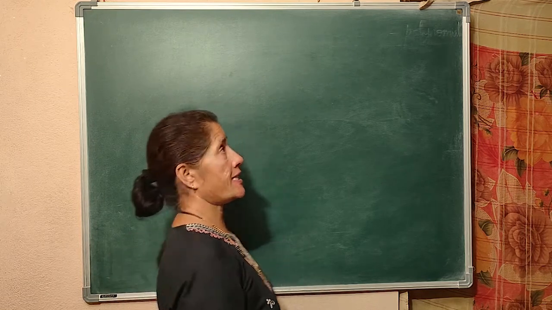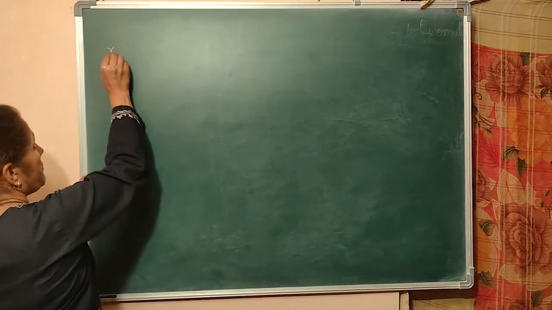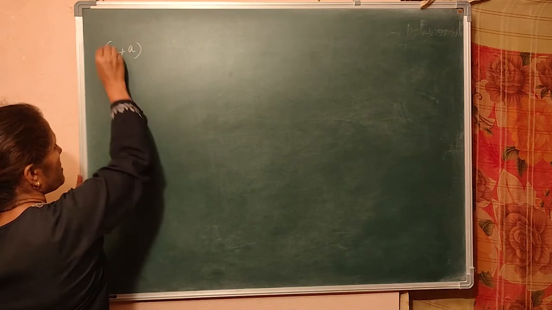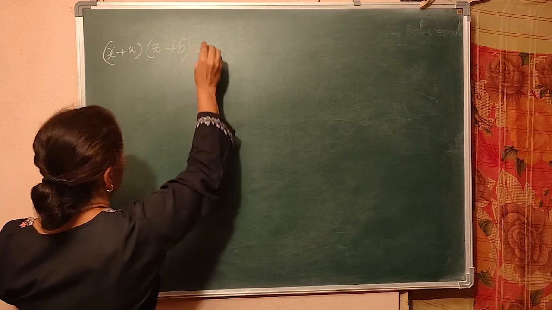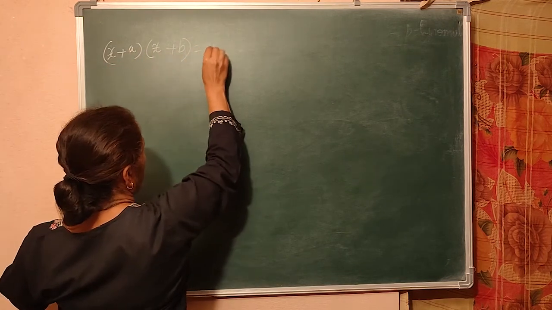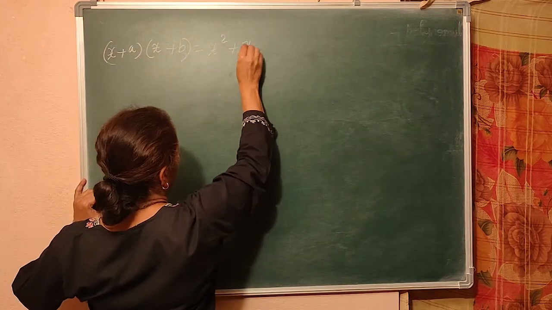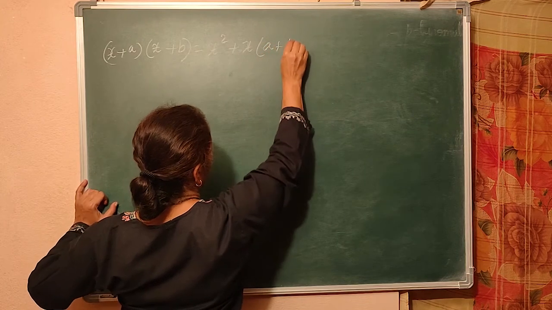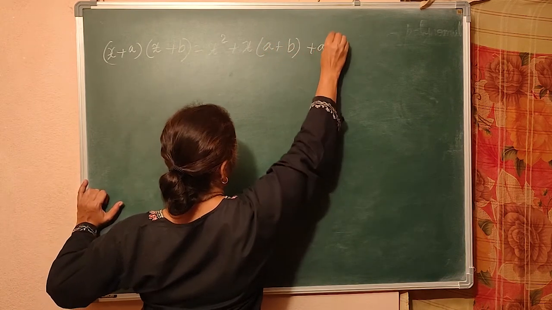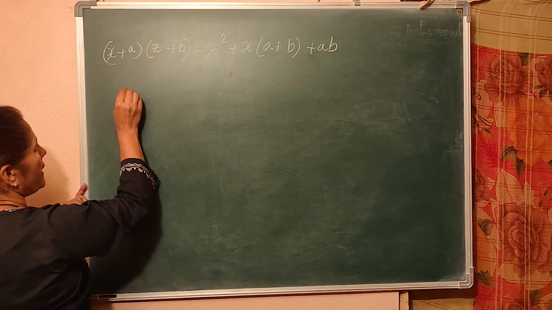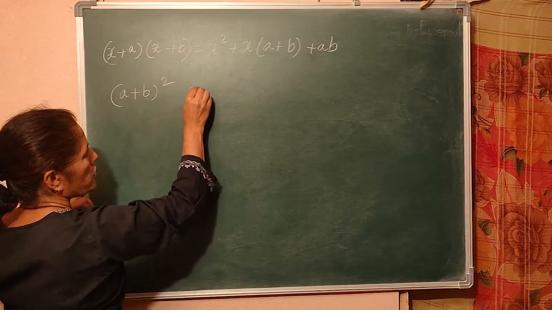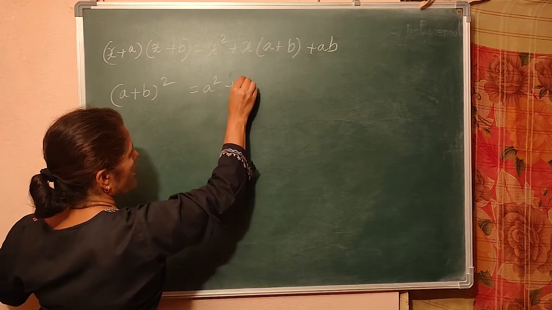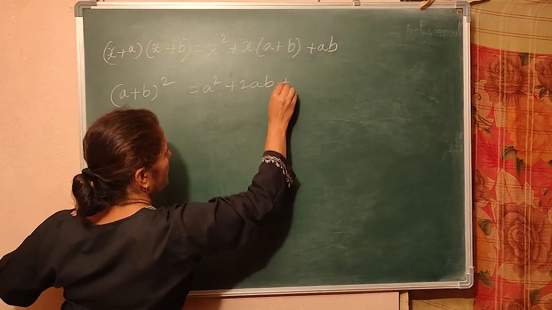So the first one is (x plus a) into (x plus b). What is that? (x plus a) into (x plus b) is equal to x square plus x into (a plus b) plus ab. Right? Next one, (a plus b) the whole square. What is (a plus b) the whole square? a square plus 2ab plus b square.